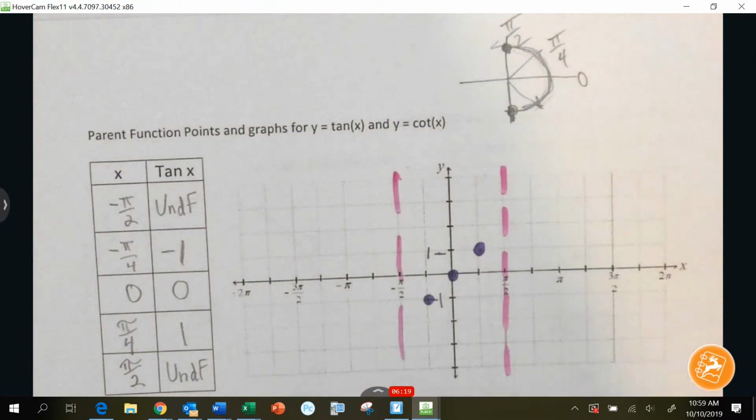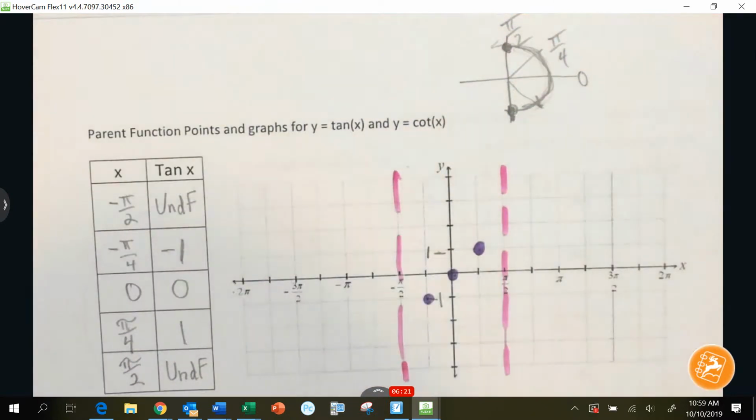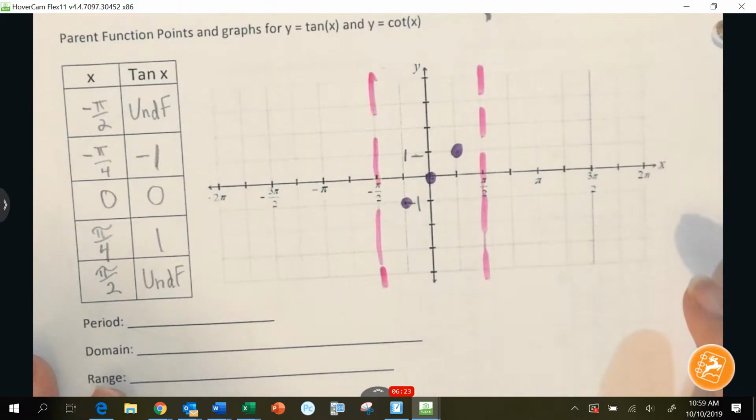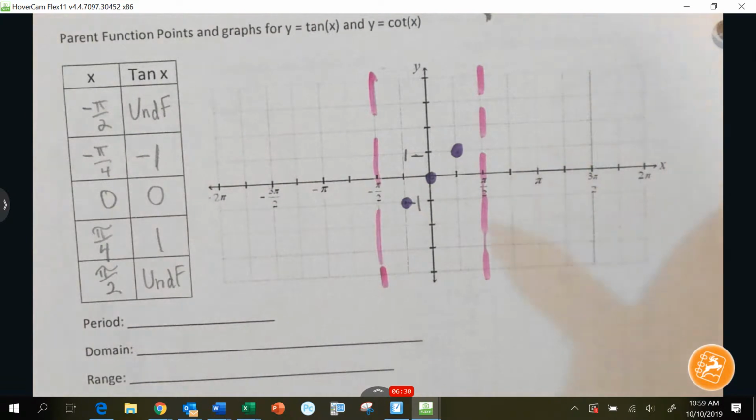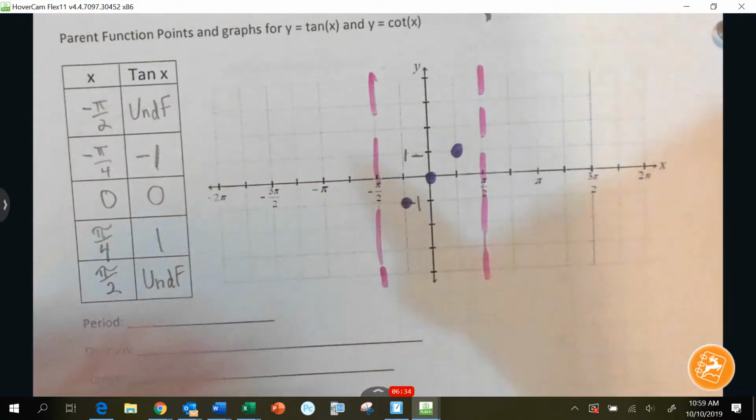And then you guys are going to tell me how I can do more of the graph than just what I've done right here. What is something else I can do? We've done it before. What do you think, Jacob? Repeat the pattern. That's exactly what we're going to do. We're going to repeat the pattern.